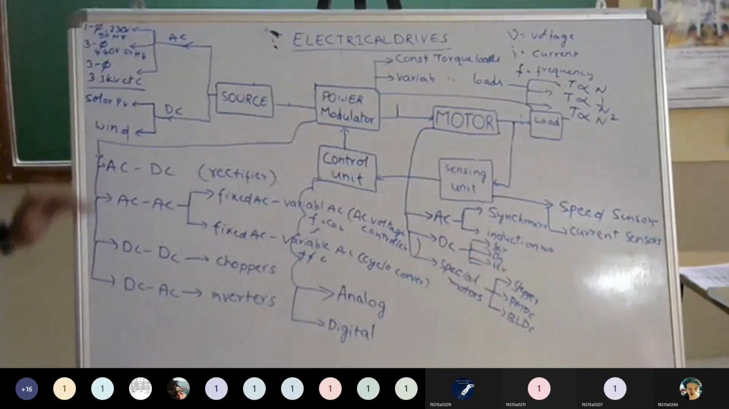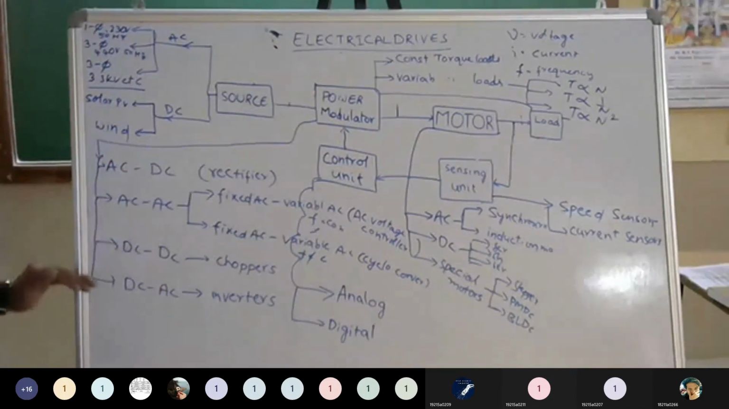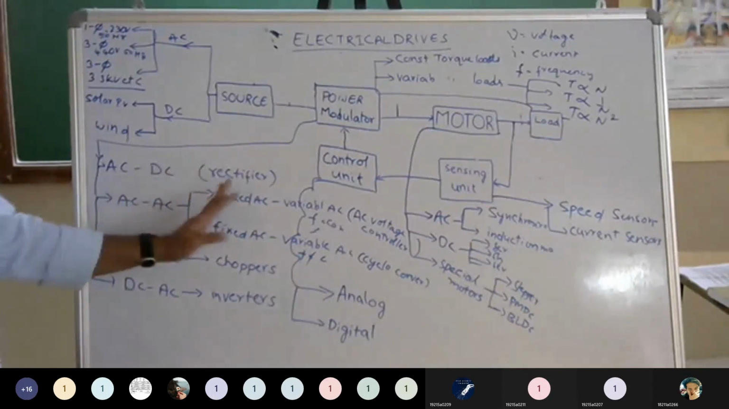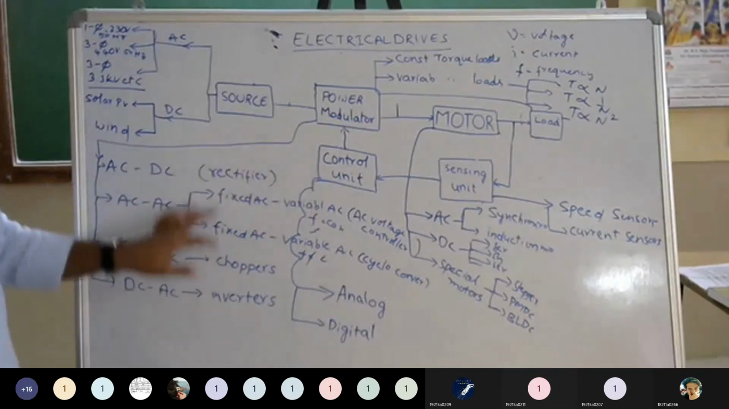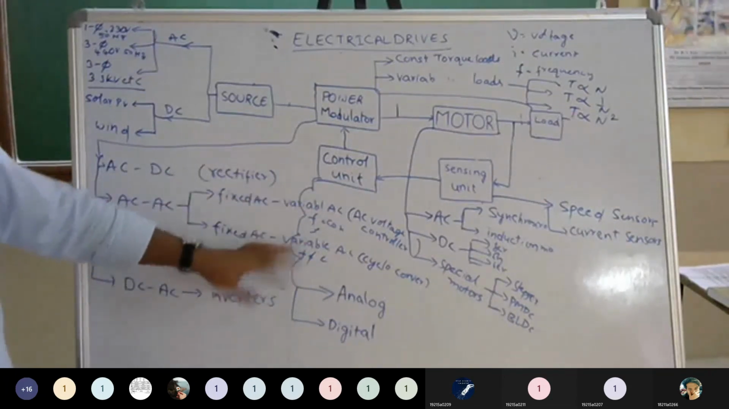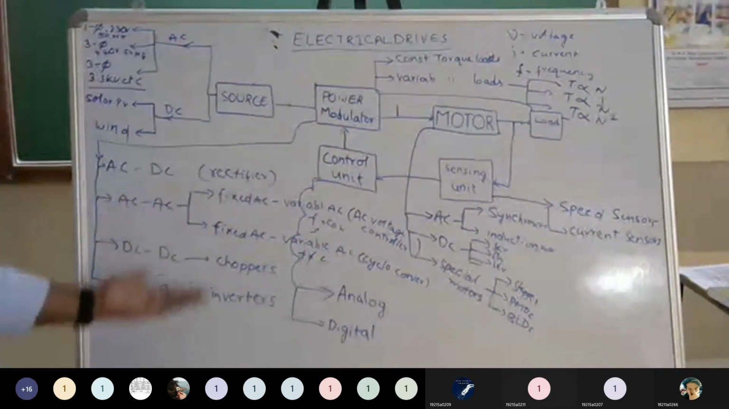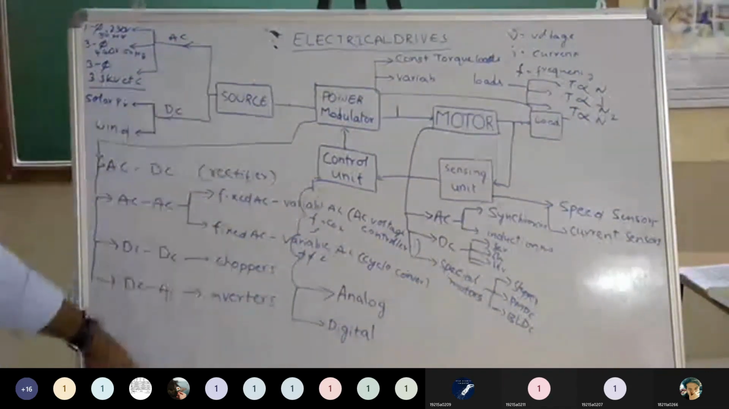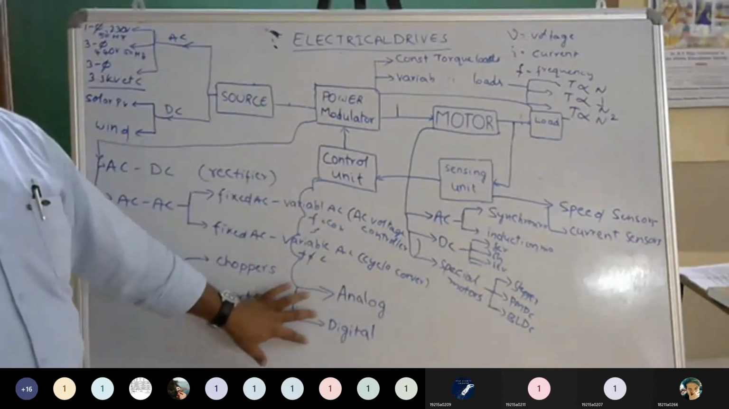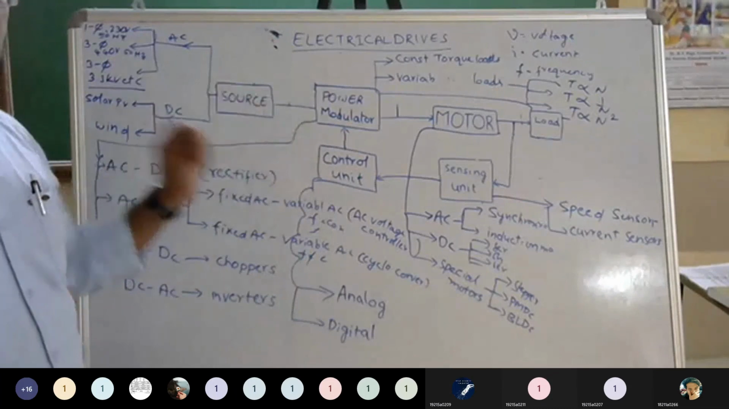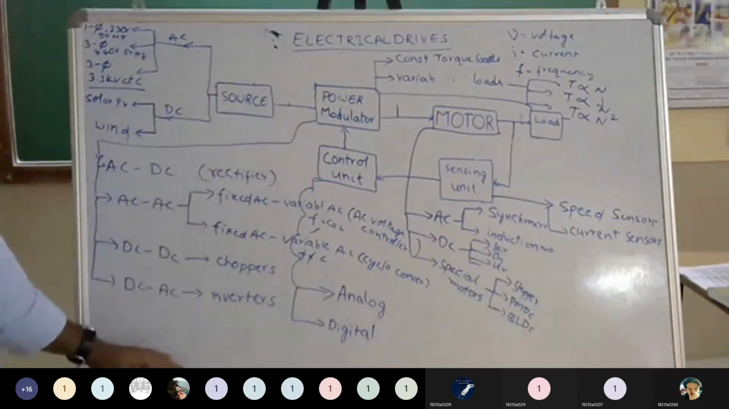In the power modulator, four types are there: AC to DC, AC to AC, DC to DC, DC to AC. In AC to AC, two things are there: fixed AC to variable AC with voltage changing, and fixed AC to variable AC with frequency changing. Then choppers and inverters also have different types. Here we don't need to go that deep. In the control unit, we have two types of controllers: analog controllers and digital controllers. And the main things we already discussed previously: what the power modulator will do, and now we are discussing which power modulators are available.